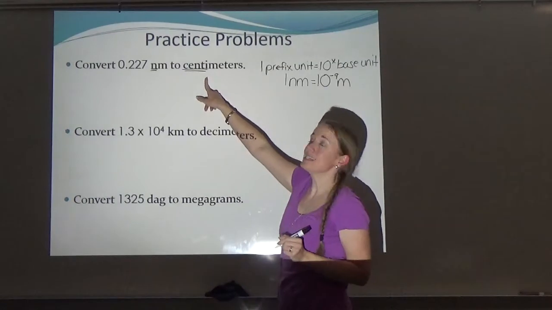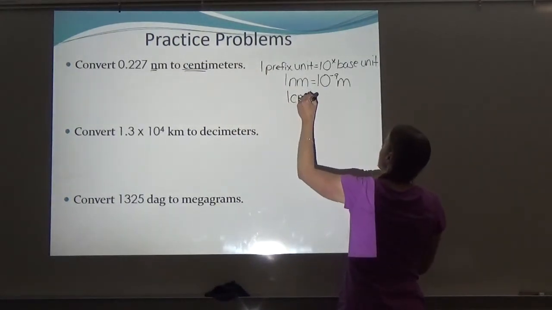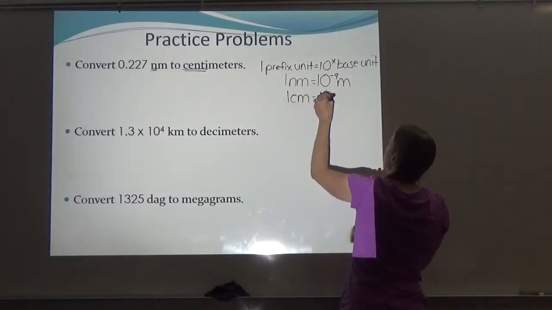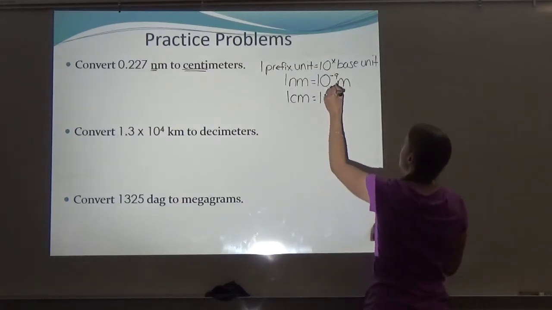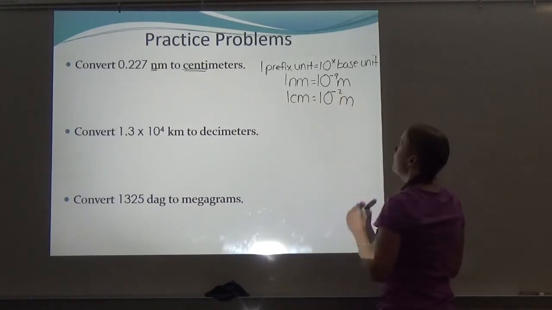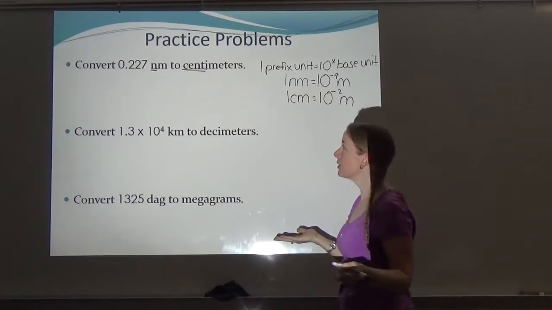So now I got to deal with centimeters. So 1 prefix unit, or 1 centimeter, equals 10 to the x base unit. So 10, the power, if you look at your prefix chart for centi, is negative 2. And the base unit for centimeters is meters. All right, so I have my 2 conversion factors, so I'm ready to start my problem.